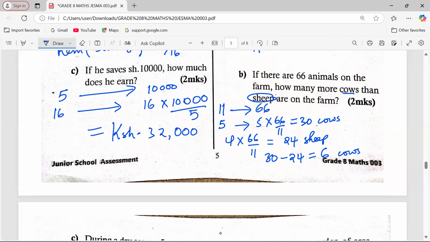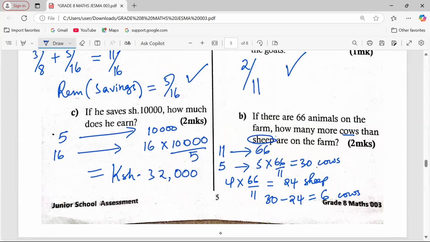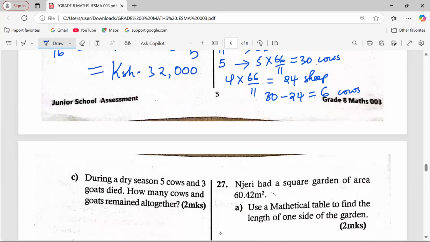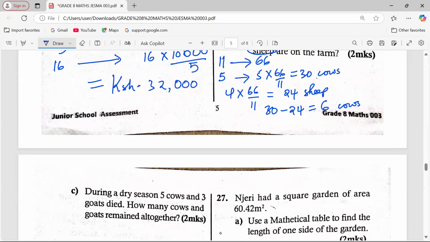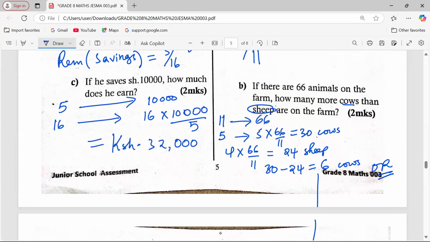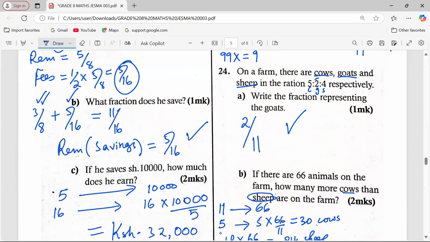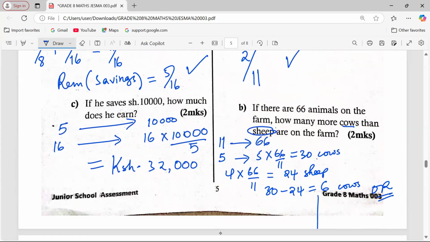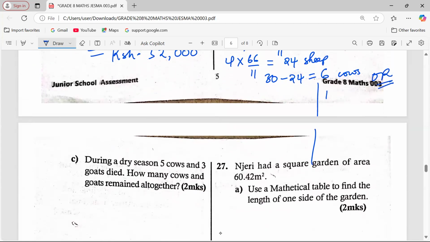6 more cows than sheep. We can still work out the same question by asking ourselves this. Alternatively, we can ask ourselves, how many proportions are cows above the sheep? 5 and 4. So the difference in proportions is only 1.